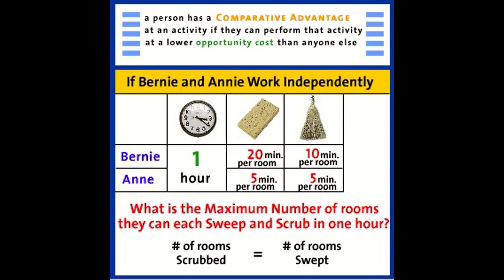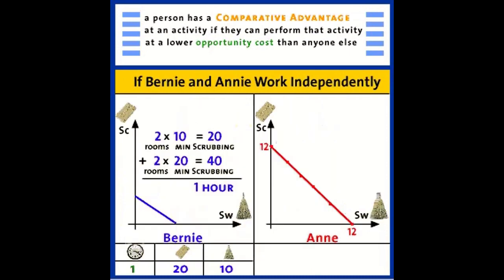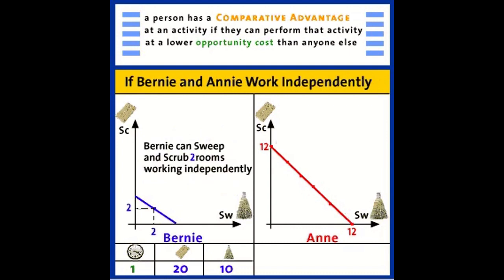Bernie working by himself winds up scrubbing 2 rooms and sweeping 2 rooms. If Ann works by herself and she sweeps 6 rooms, that's going to take her 6 times 5 minutes each, which is 30 minutes, leaving her half an hour for scrubbing. Since it takes her 5 minutes to scrub a room, she can also scrub the 6 rooms. So Ann working by herself is going to be able to sweep 6 rooms and scrub 6 rooms.